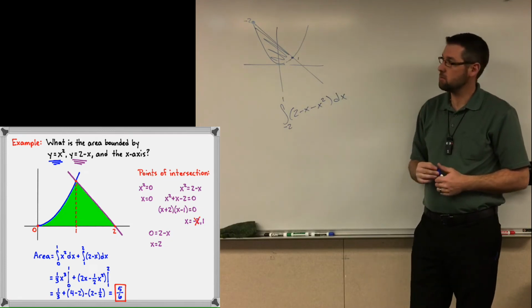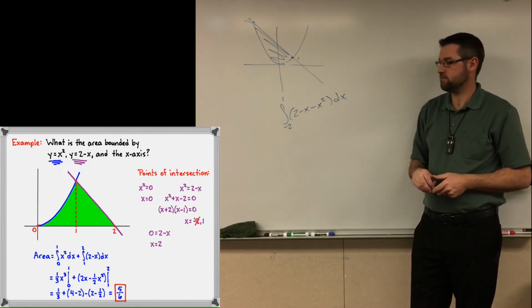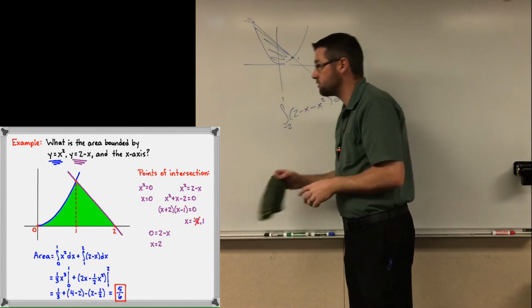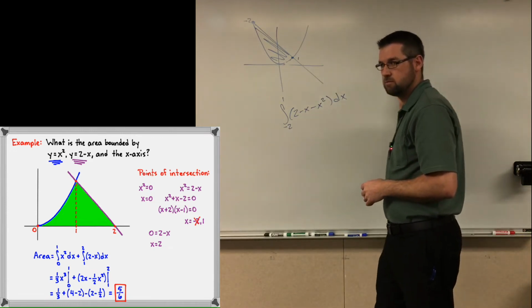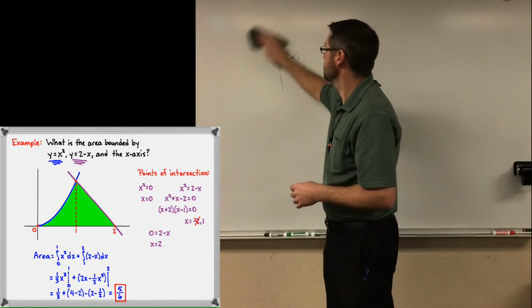But if I want the region bounded by the two curves and the x-axis, that's a different region. If it didn't say x-axis, then it would have been based on yesterday. Does that help? A little bit? The difference between the two?